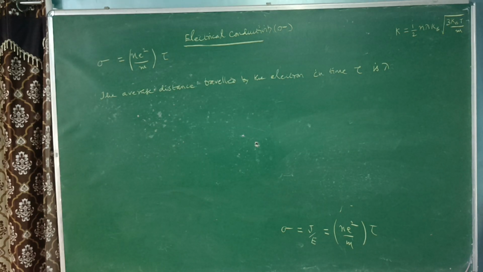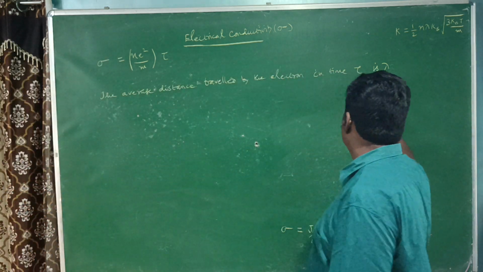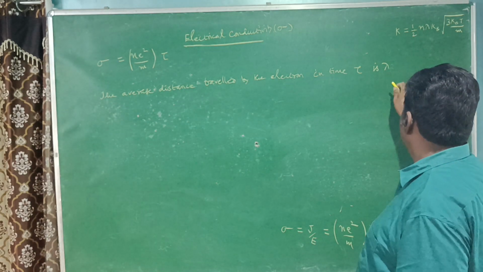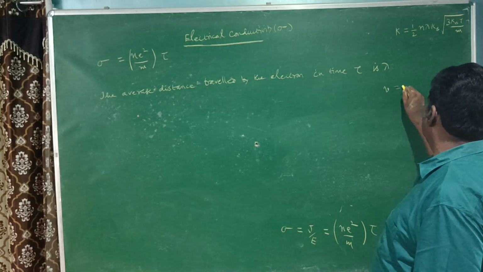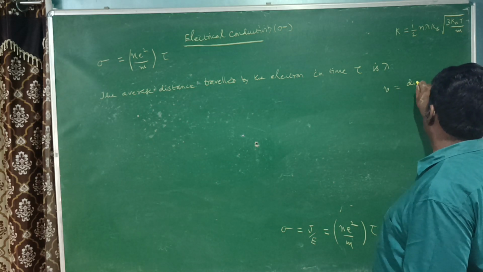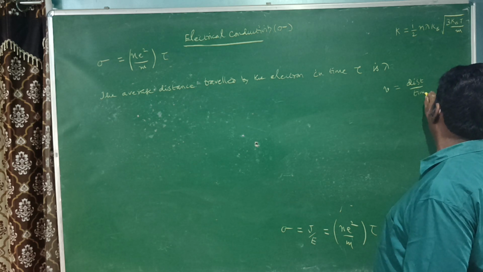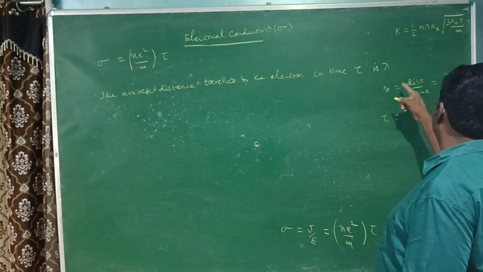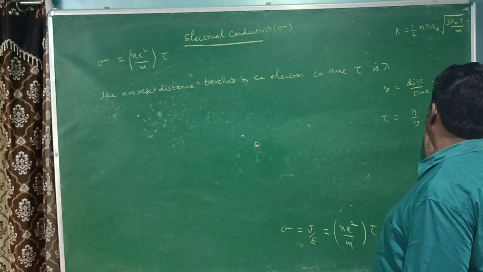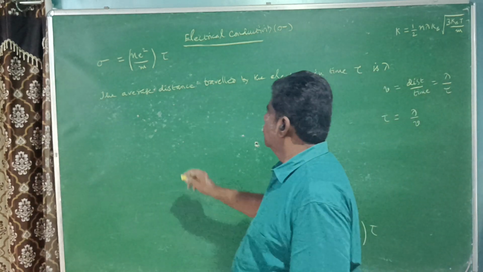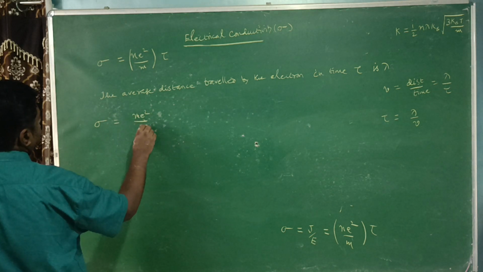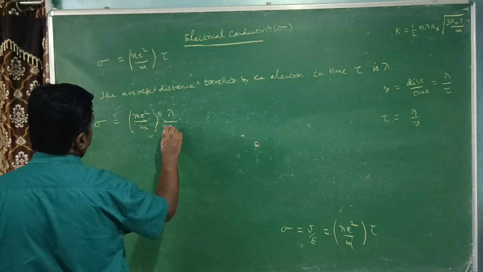The average distance traveled by the electron in time tau, that is collision time, is lambda. Here lambda is the mean free path. You know that velocity equal to distance by time, which is equal to lambda divided by tau. Instead of this time, we can write lambda divided by v. So in this expression, we may write sigma, which is equal to n e square divided by m into lambda divided by v.